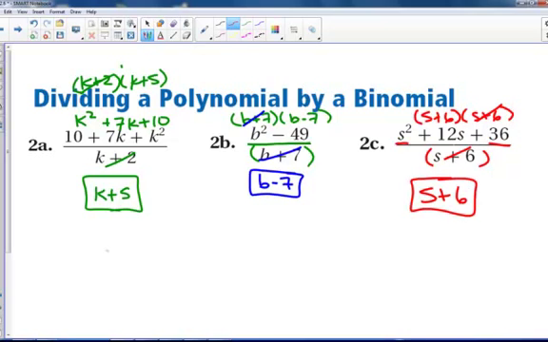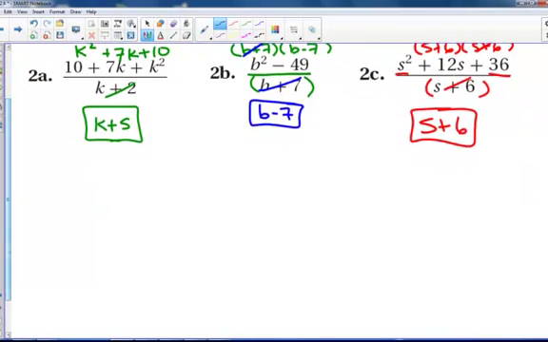Now, I'm just going to show you one with long division because the next step we will do where there's a remainder, and that's where you have to use long division. So we have k squared plus 7k plus 10. And you do need to have this in order, so the squareds first, then the singles, then the no letter. And I'm dividing that by k plus 2. So the first thing I'm looking at is my k right here. And k times what gives me k squared?